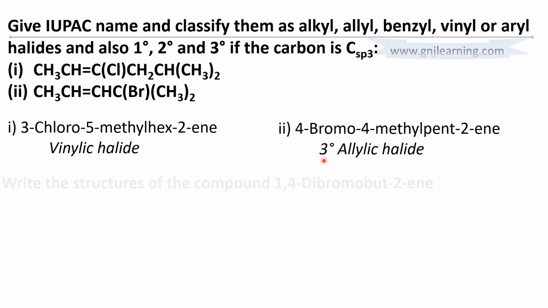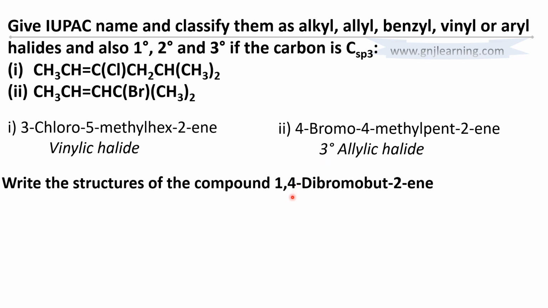Next, it is given a formula, or rather the name. They have given the name, and I have to find out the formula. So you can see the name is 1,4-dibromobutene. So the parent is butene. First I have to draw the skeleton. But means 4 carbon atoms. I have 4 carbon atoms, and the double bond is on the second carbon atom.